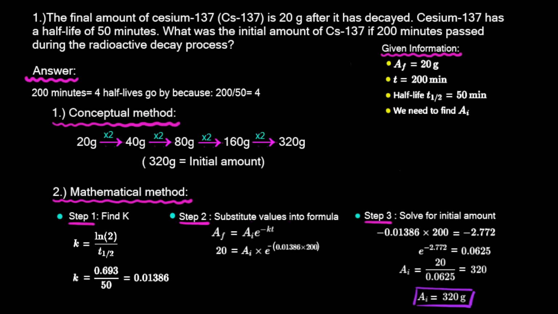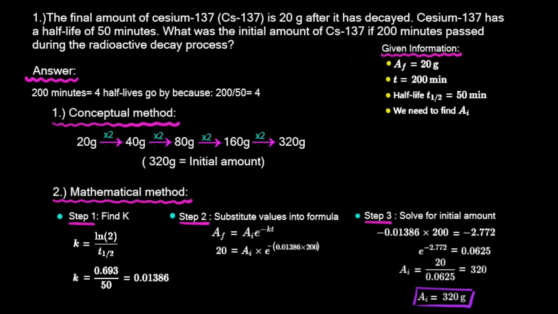0.0625. To find the initial amount, we need to divide both sides by 0.0625. Once we do that, we get 20 divided by 0.0625. This equals the initial amount, and the value equals 320 grams.